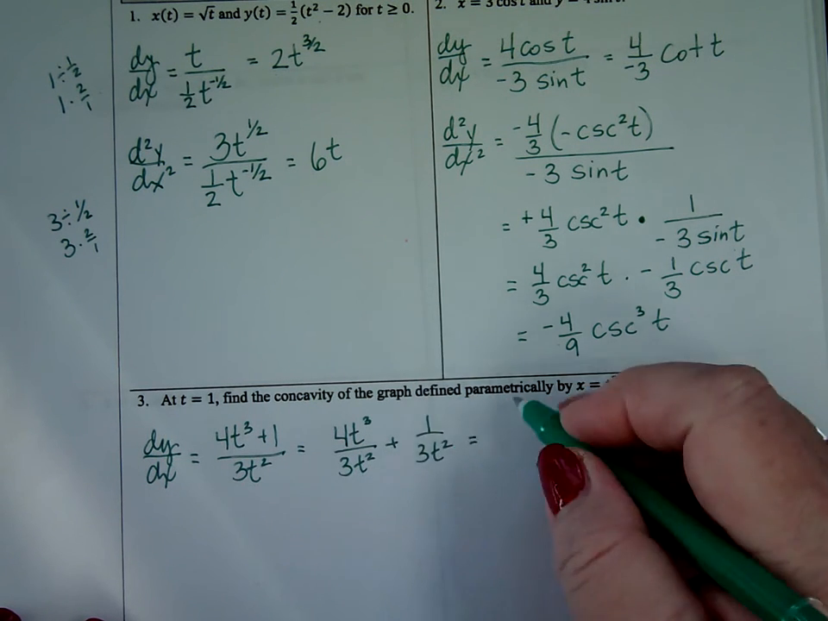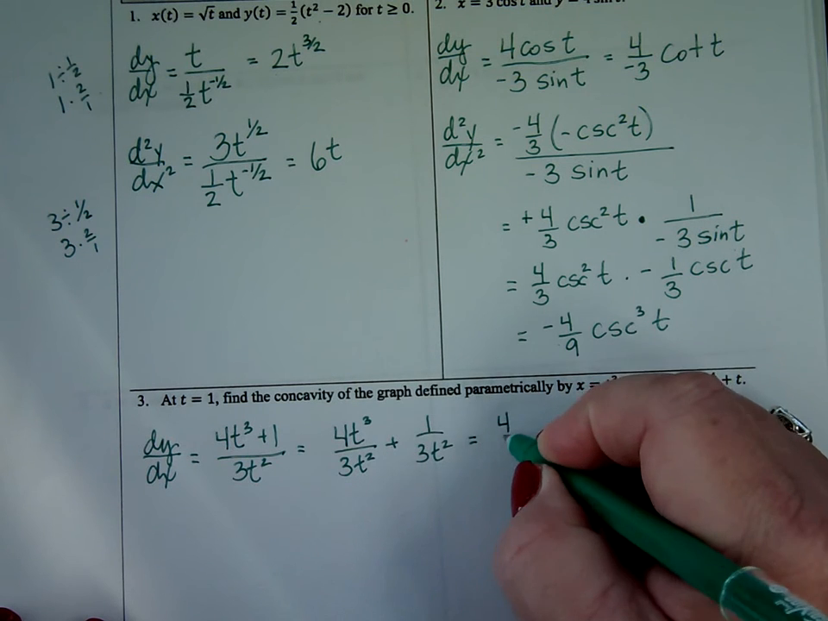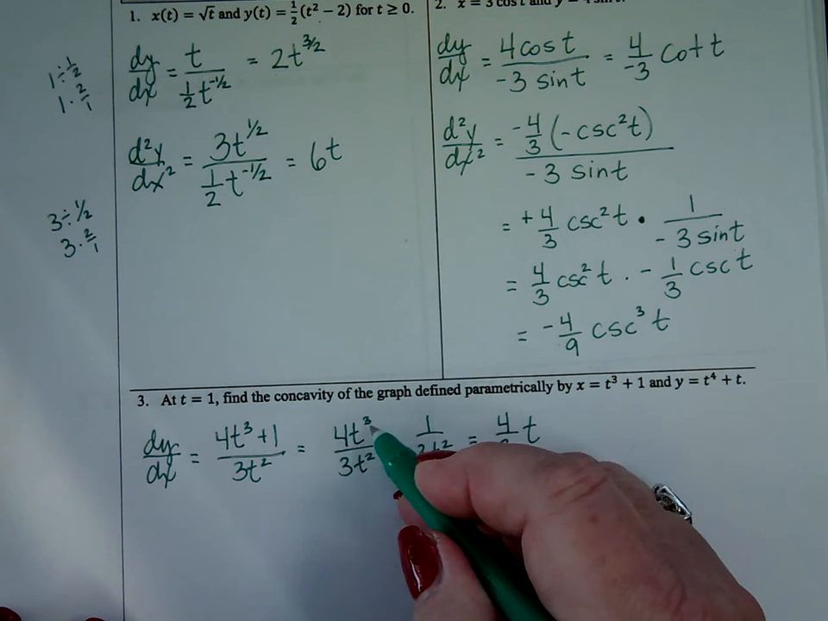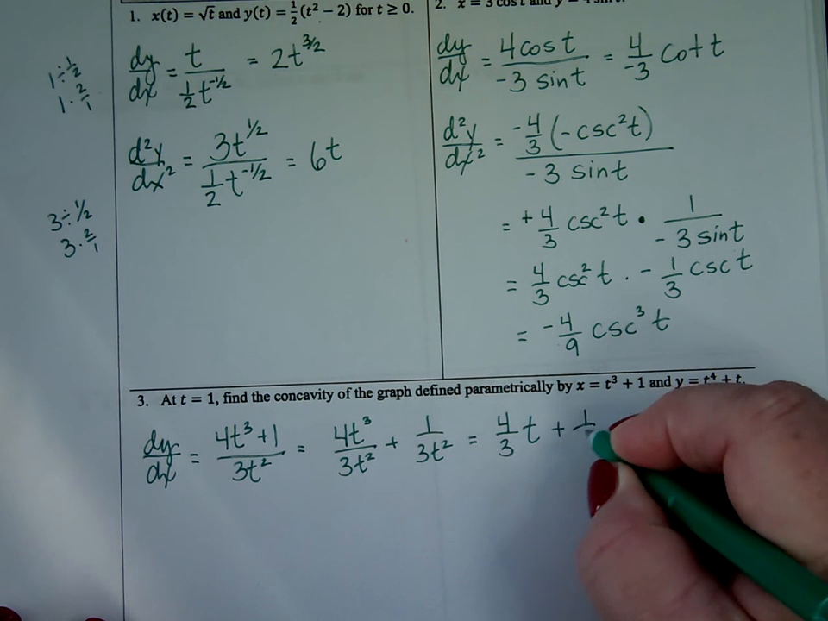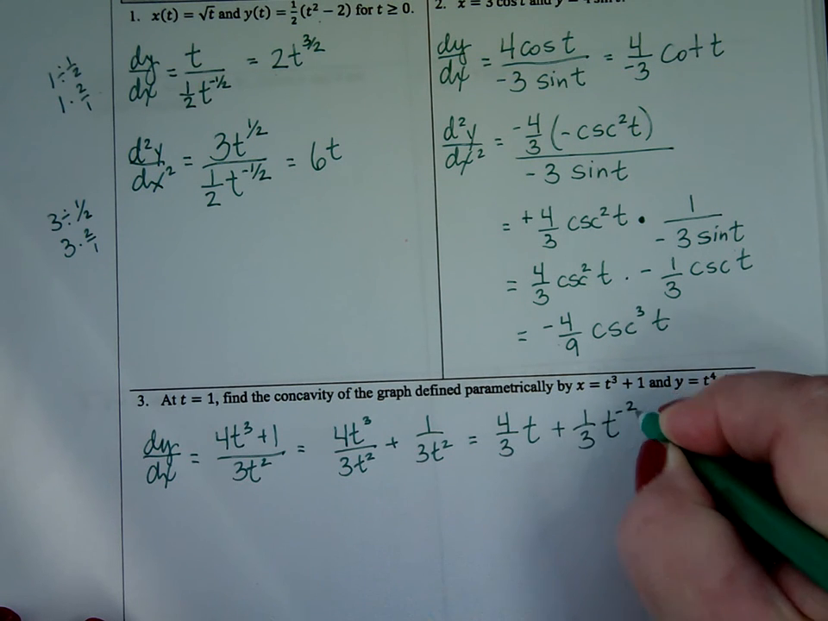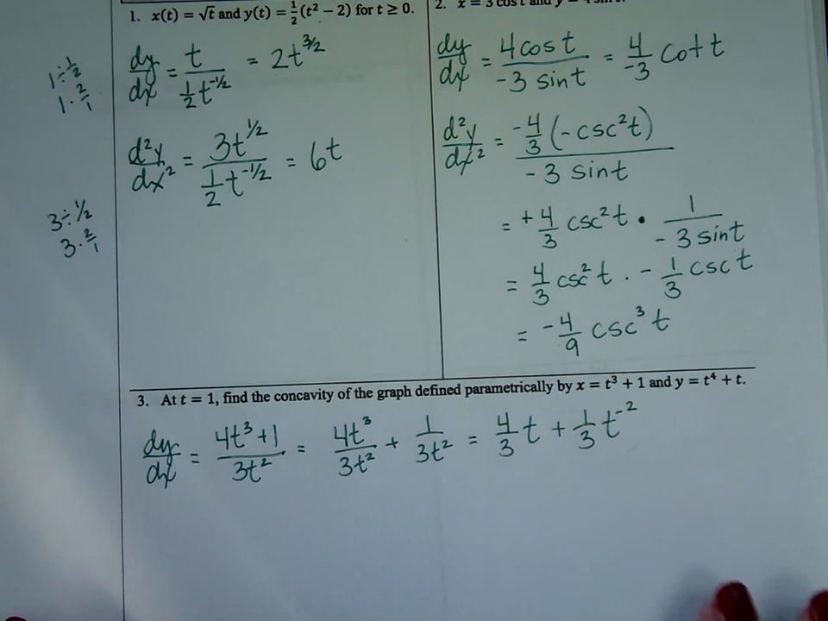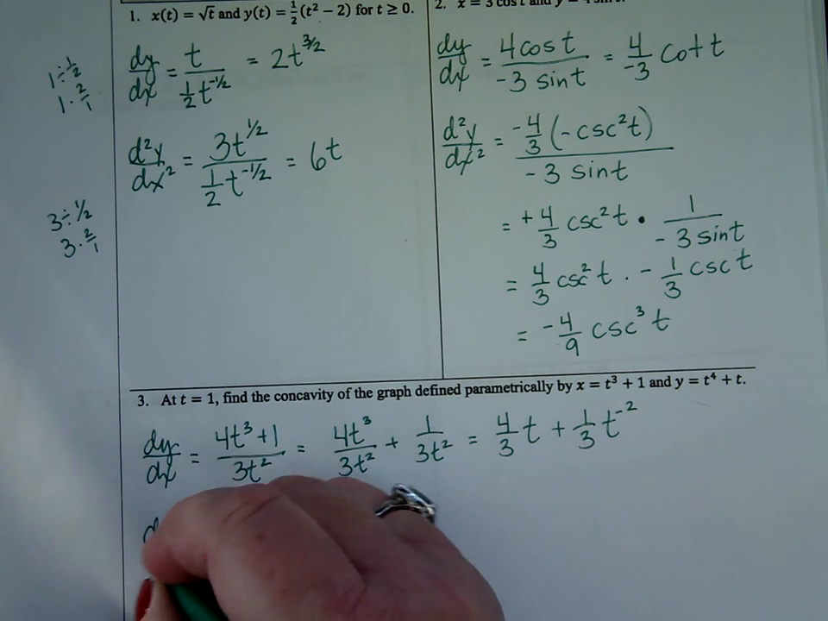And that becomes a 4/3 t, since 3 minus 2 is 1, and this would be plus a 1/3 t to the negative 2. If I put it in that kind of form, it makes it easier for me to use the power rule on it to take the derivative for the next part. Second derivative.